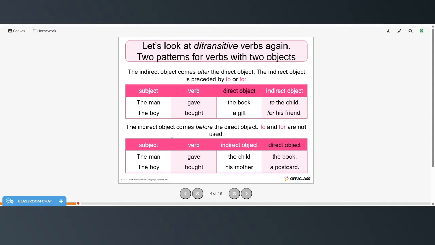The other pattern is that the indirect object comes before the direct object and to and for are not used. So the structure is subject, verb, indirect object, direct object. The man gave the child the book. The boy bought his mother a postcard.